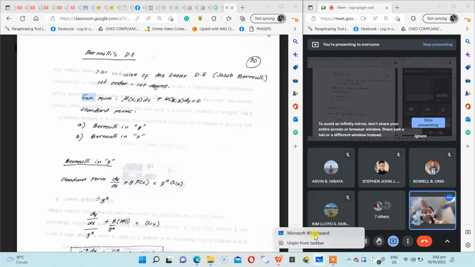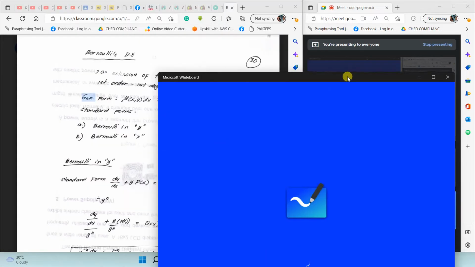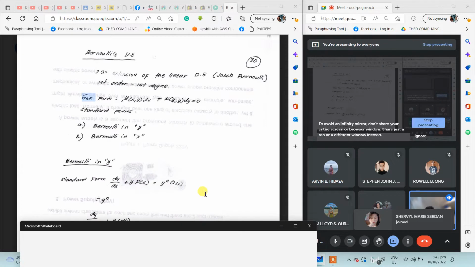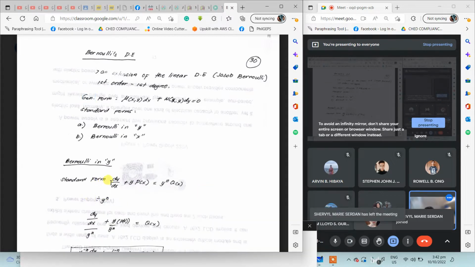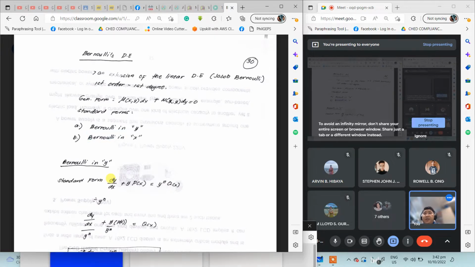So let me open first my whiteboard. So how to identify that? In linear differential equation, you could identify it by having this form, right? So we have dy over dx plus y p of x equals q of x. That is for linear. In Bernoulli differential equation, it is partly like that, but instead it's just q of x.